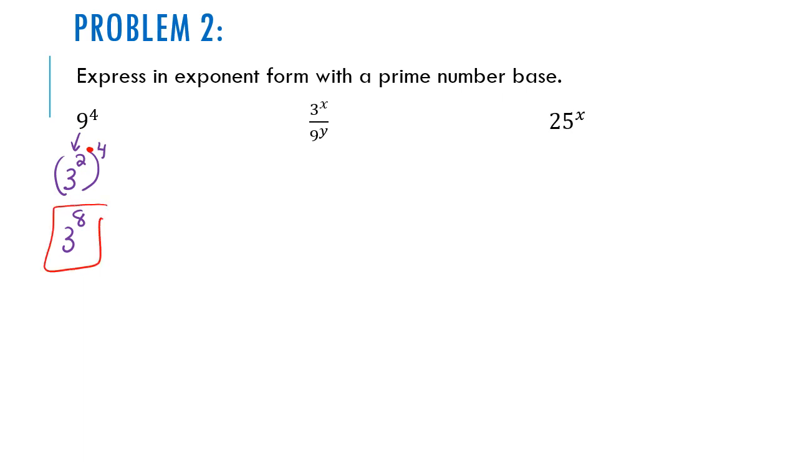So if we look at another one, we have 3 to the x. 3 is a prime number. Only 3 and 1 divide to make 3. So I have 3 to the x on top. But as we saw earlier in our last example, the 9 can be rewritten as a 3. So we can say 3 squared to the y. And so we know that's really 2y in the denominator.